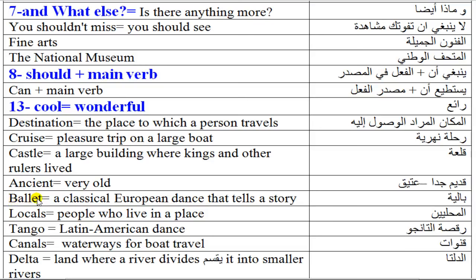Ballet, the T is silent. The word is French. Ballet: a classical European dance that tells a story. Locals: people who live in a place. The opposite of locals is foreigners, tourists.